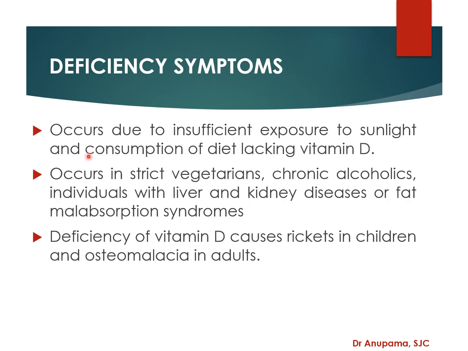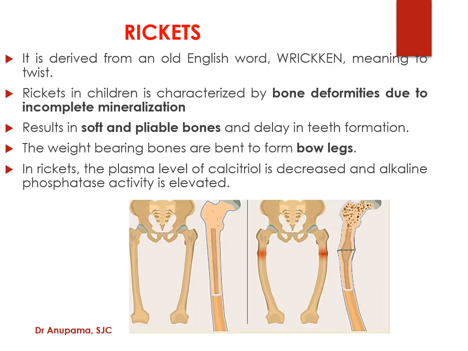Deficiency symptoms. These occur due to insufficient exposure to sunlight and consumption of a diet lacking vitamin D. It occurs in strict vegetarians, chronic alcoholics, individuals with liver and kidney diseases, or fat malabsorption syndromes, as it is a fat soluble vitamin. Deficiency of vitamin D causes rickets in children and osteomalacia in adults.